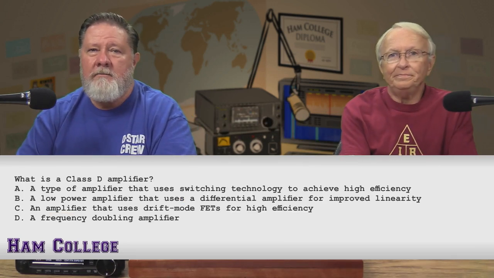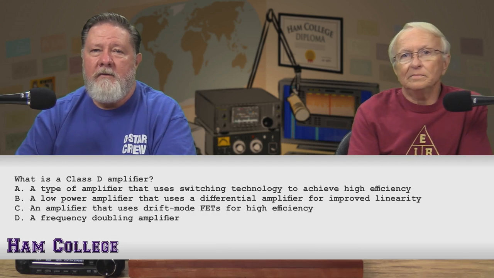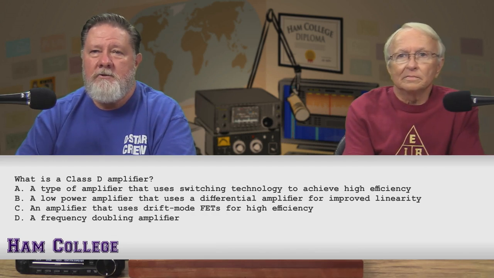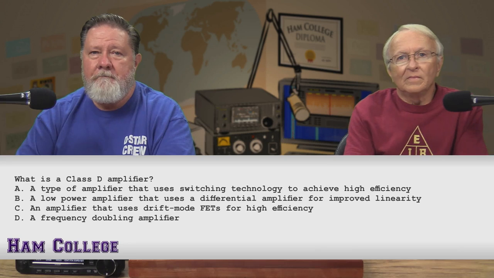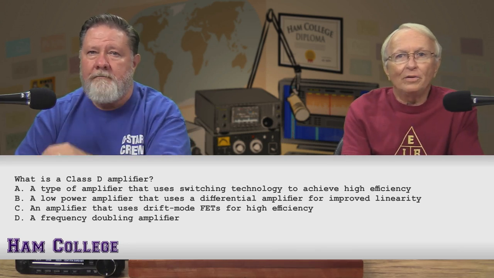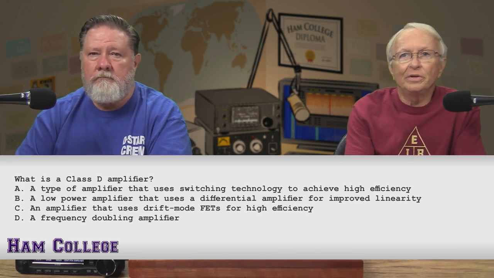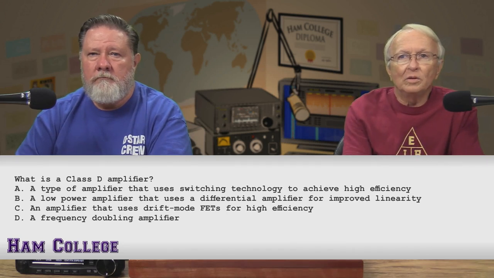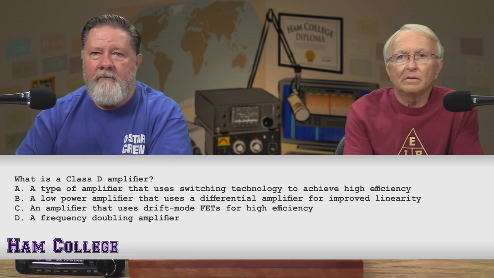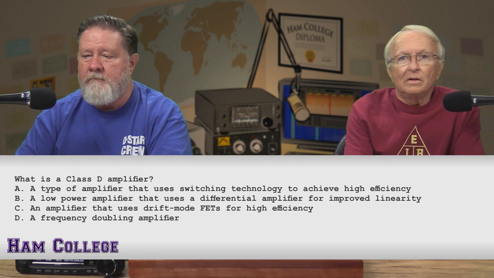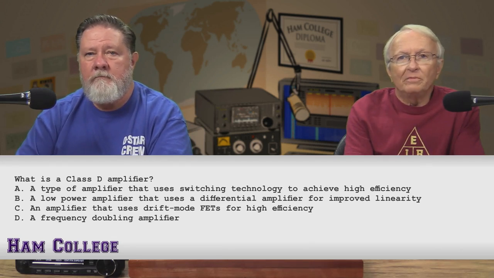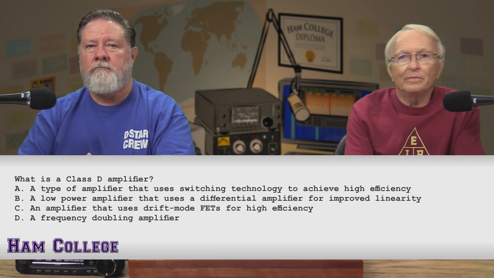What is a Class D amplifier? A, a type of amplifier that uses switching technology to achieve high efficiency. B, a low-power amplifier that uses a differential amplifier for improved linearity. C, an amplifier that uses drift mode FETs for high efficiency. Or D, a frequency doubling amplifier.